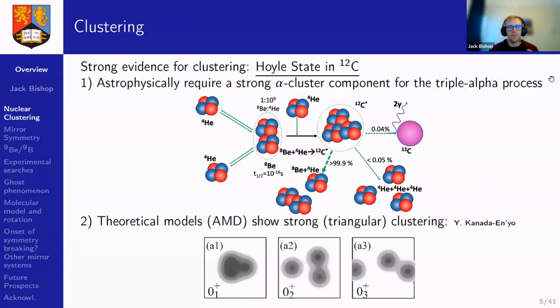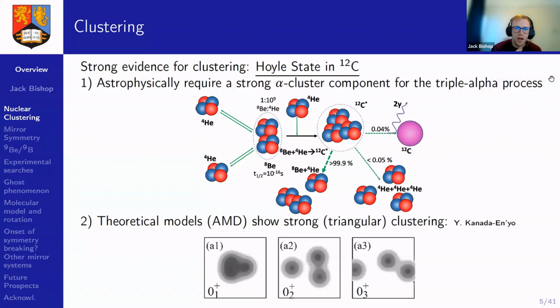Because we've got this equilibrium, what can happen is that before that beryllium-8 has a chance to decay, a third helium nucleus can come in and interact, and this brings us up towards carbon-12. And because the Q value for adding together this alpha to this beryllium-8 is so large, we end up with our carbon-12 nucleus in a highly excited state.